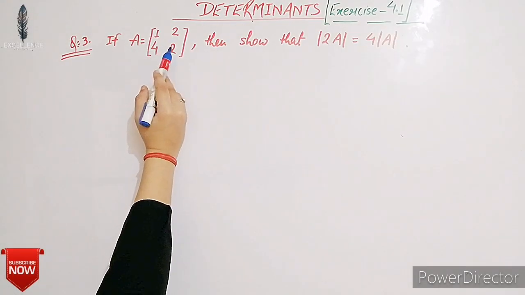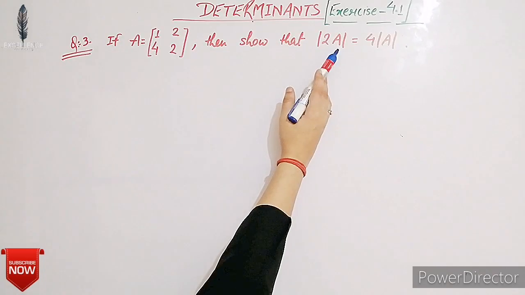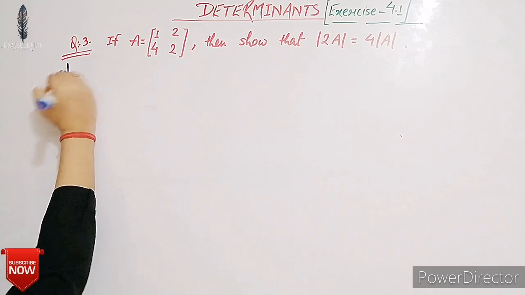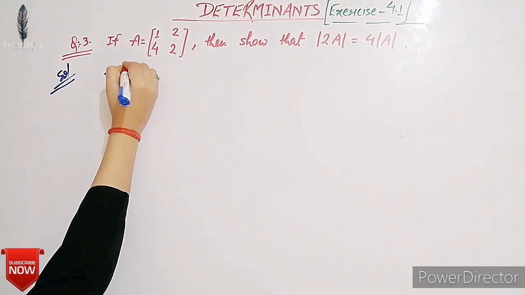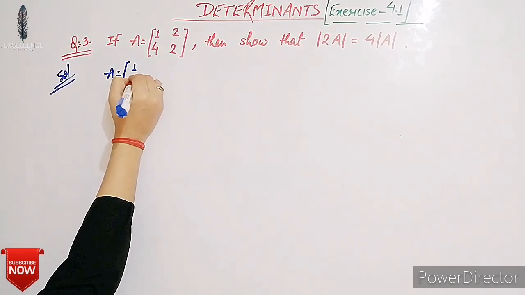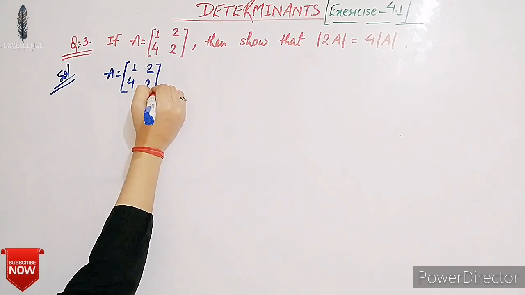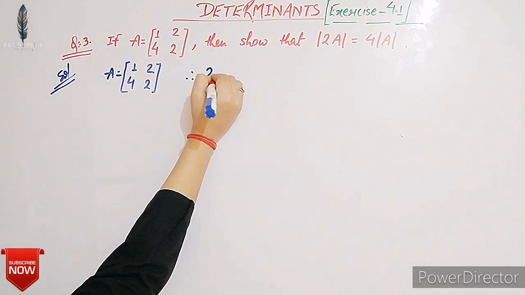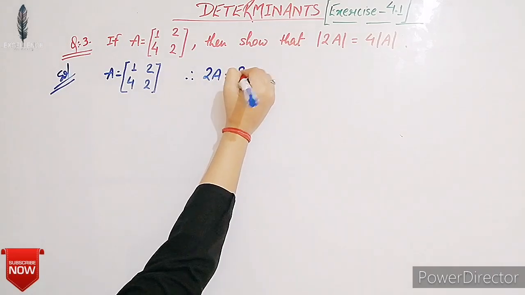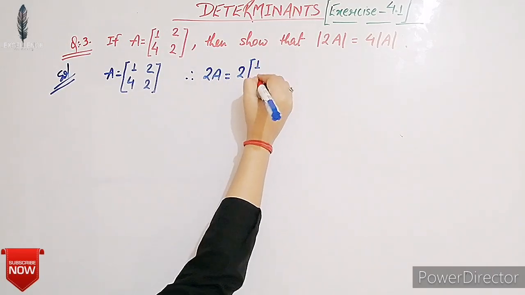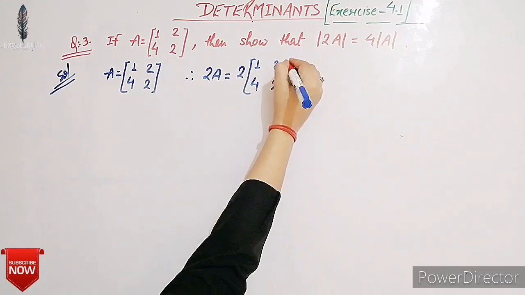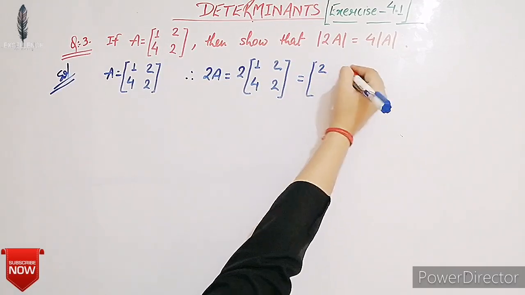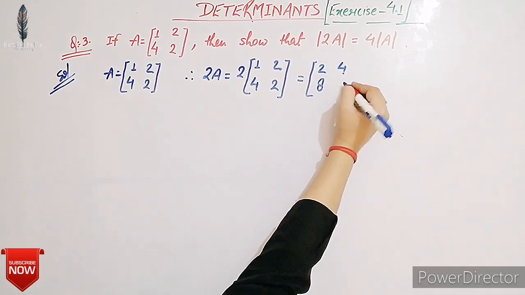Let's see the next question, question number 3. Here a matrix A is given, then we have to show that determinant of 2A is equal to 4 into determinant of A. So here A is equal to 1, 4, 2, 2. So 2A is equal to 2 into 1, 4, 2, 2. On multiplying by 2, we get 2, 8, 4, 4.